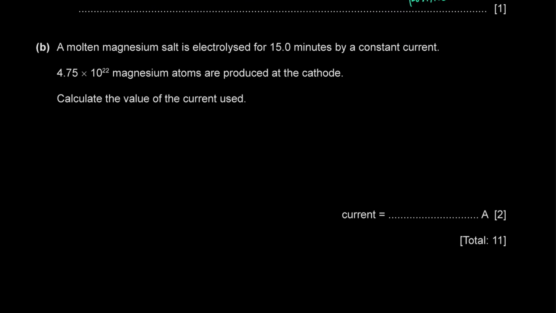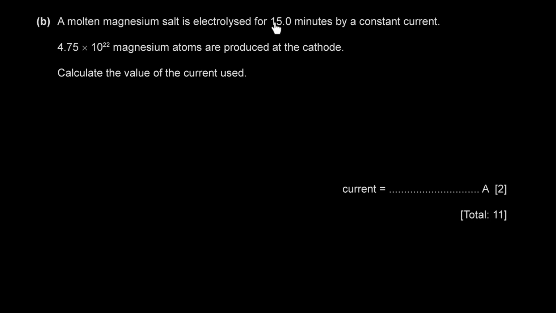A molten magnesium salt is electrolyzed for 15 minutes by a constant current. 4.75 × 10^22 magnesium atoms are produced at the cathode. Calculate the value of the current used. So the first thing we can do is write down an equation for the reduction of magnesium ions at the cathode. Magnesium ions are gaining electrons at the cathode to form magnesium metal. And we're told that we have 4.75 × 10^22 atoms of magnesium.